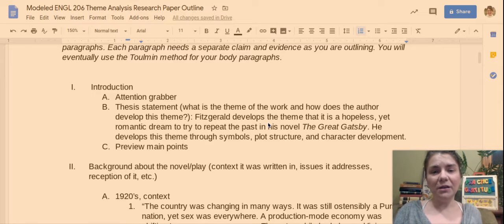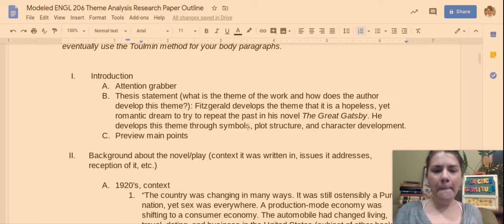You're really going to be dependent on what your research says about the theme of the work. So do your research first and then come up with your theme statement, because you might find that your research doesn't really focus on the theme you want to write about.